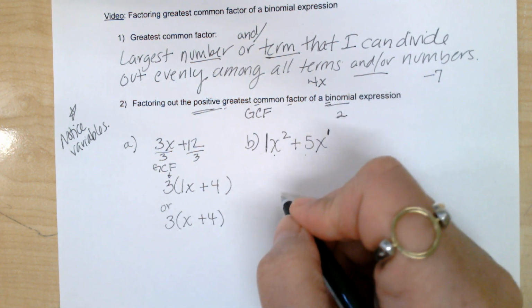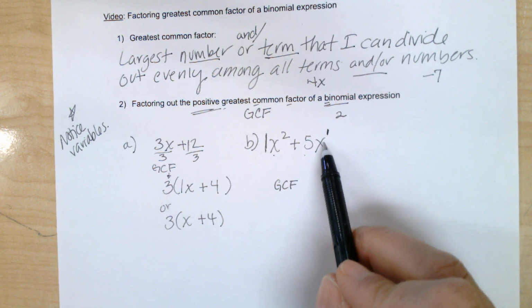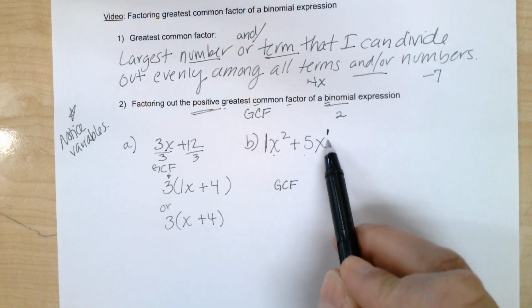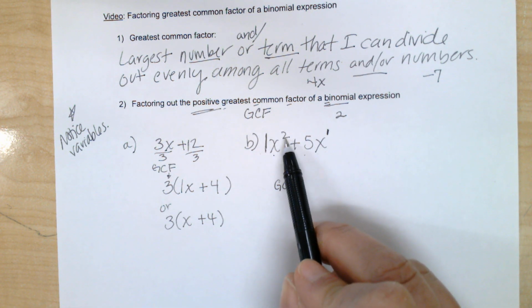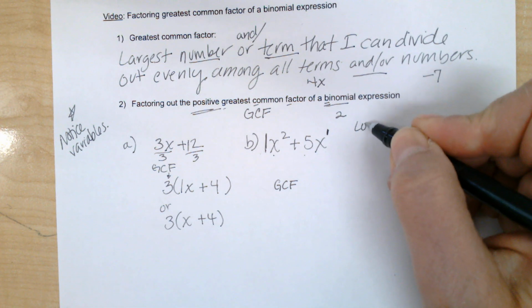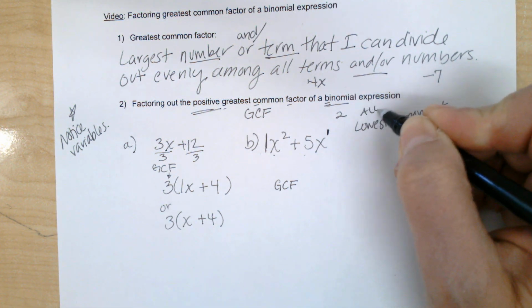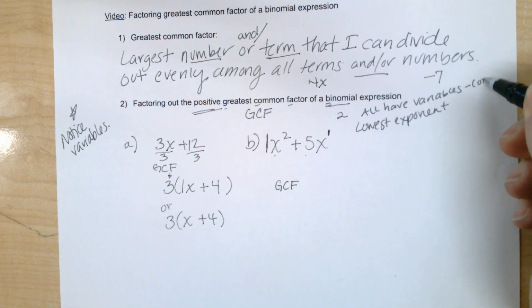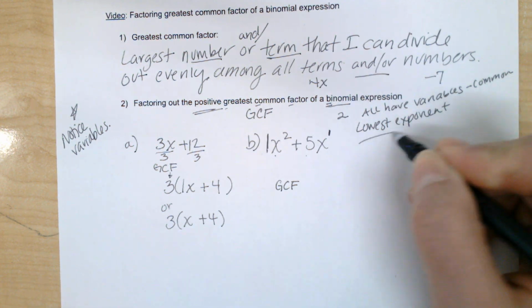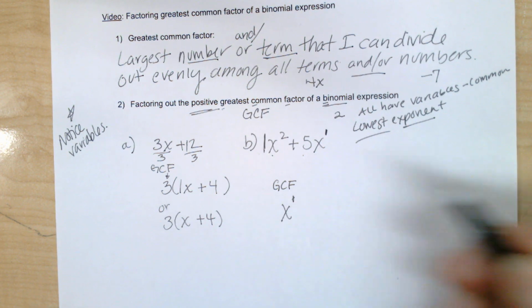The variable that we're going to divide out, our greatest common factor, is going to be the x with the lowest exponent, because I can only take one of x to the first from here. Here's x squared, so I can take one. So we look for the lowest exponent. If they all have variables and they're common, you're going to look for the one with the lowest exponent, and so that's x to the first. So that's my GCF, my greatest common factor, x to the first.